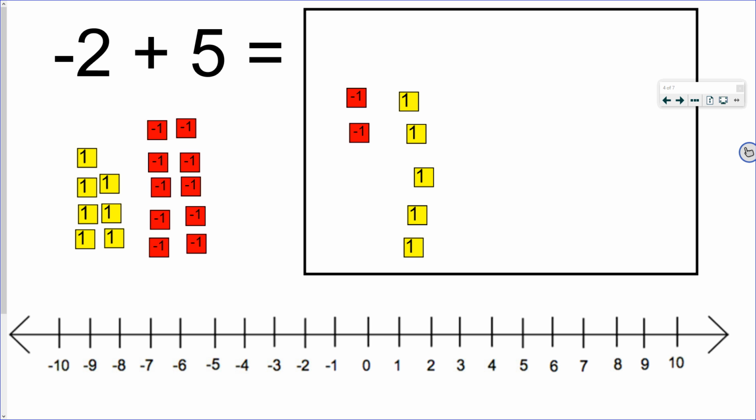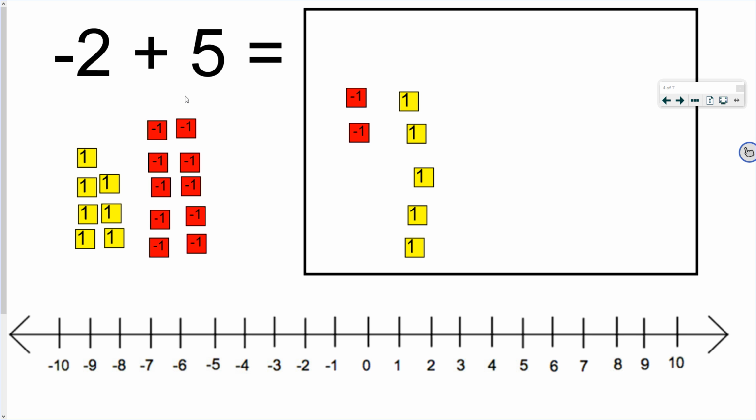Okay? Again, we do not have the same type of integers. If we had the same type of integers, we would just add them. If it was a negative plus a negative, the answer would be a negative, because all we would have is negatives. If it's a positive plus a positive, we add them together, and all we would have is positive. But in this case, we have 2 different types of integers. We have a negative integer and a positive integer.